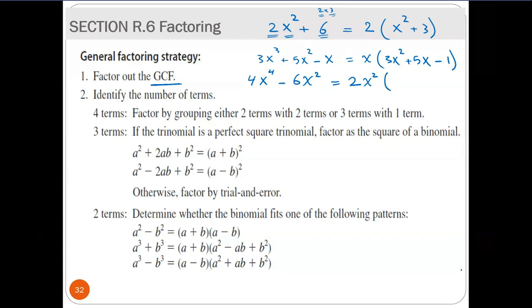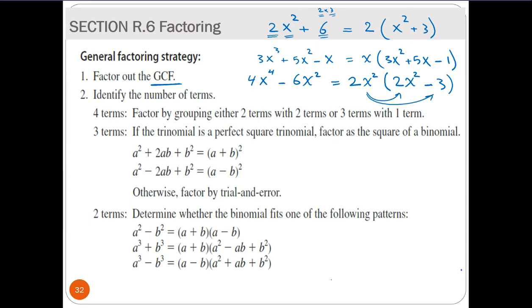So look at this, 4 divided by 2 we have 2, x to the power 4 we take x squared, so still x squared, minus, negative 6 over 2 is negative 3, and we already took x squared as common factor, so we don't have x in the second term. Okay, now 2x squared. If you need to check whether this is correct or incorrect, you can multiply.